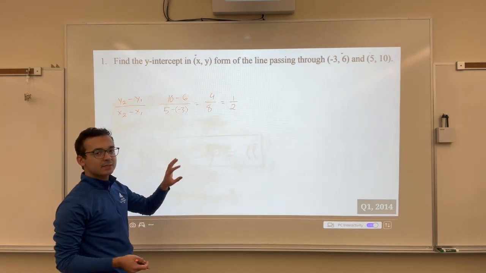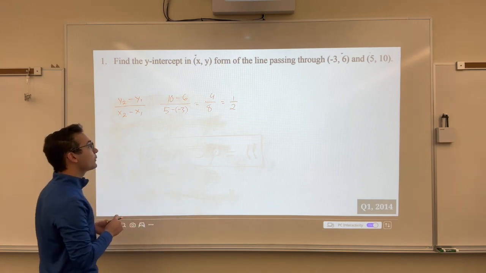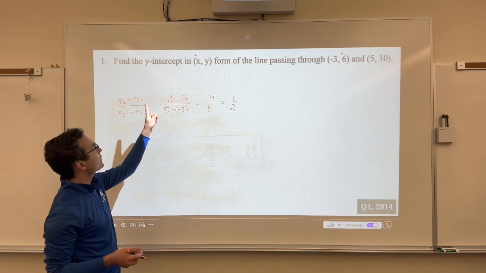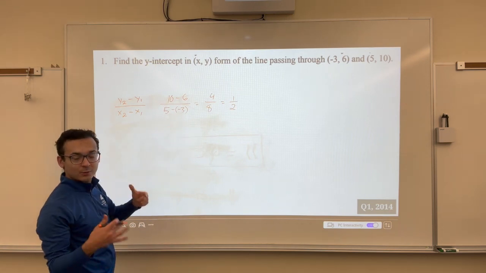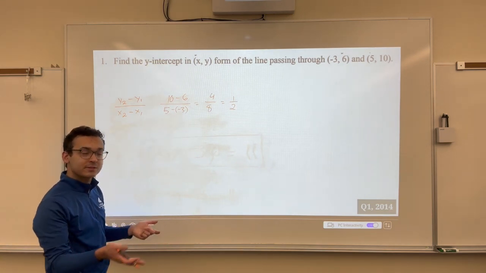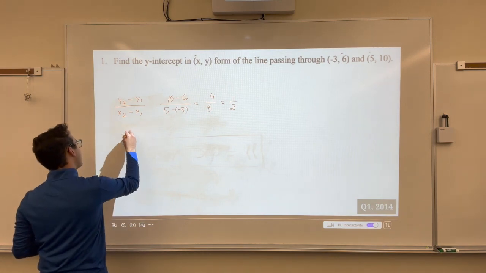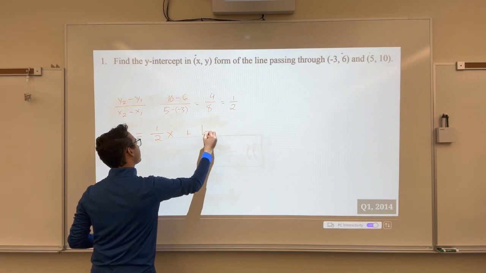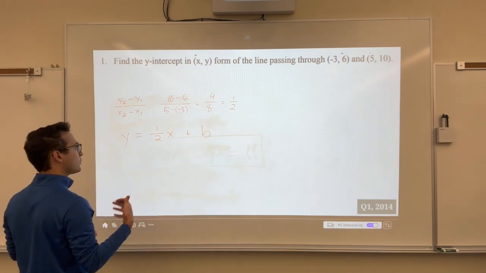So we know the slope of this line is 1/2. So if we were to write this in slope-intercept form, which we should do because we're solving for the y-intercept and we have the slope, so it makes sense to put it in slope-intercept form. So we say y is equal to 1/2 x plus b. We don't know what b is yet, that's what we're solving for.